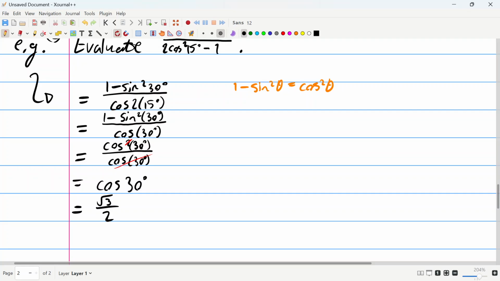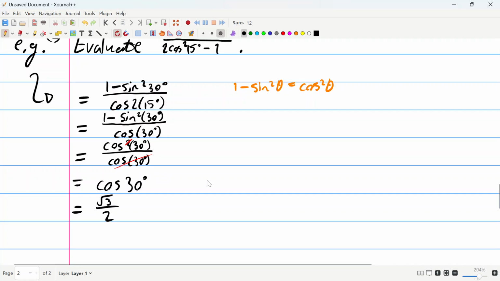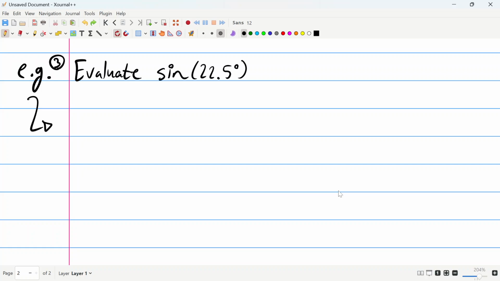Cool. So that is the answer to this question here. Okay. So here's our question. Example 3 says, evaluate sine of 22.5 degrees. So this is another type of question which is actually easier than it looks.